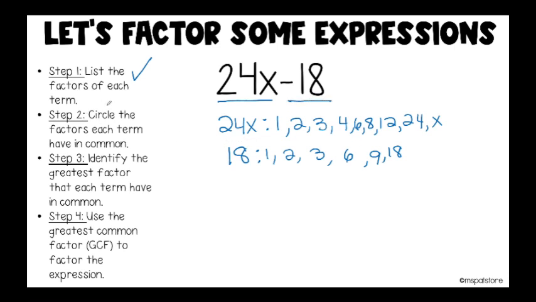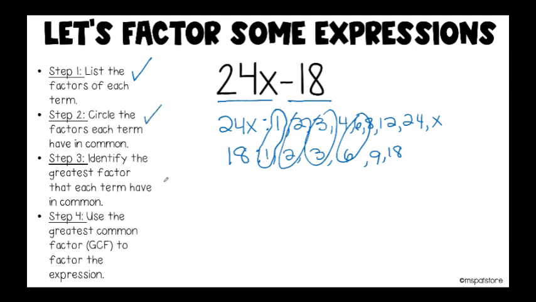Step number 2, it says, circle the factors each term has in common. I see that in the 24x, 1 is repeated. So let me circle here. There's a 1 here and a 1 in the 18. Also, 2 is repeated, 3 is repeated, 6 is repeated. There are no other numbers that are repeated. So I am done with step number 2.